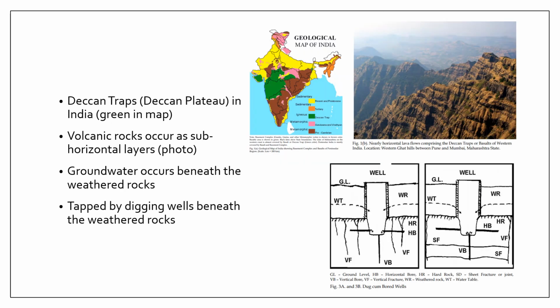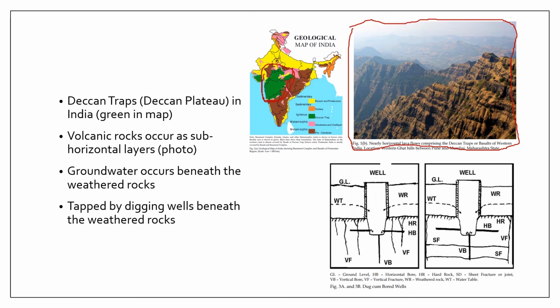Another example here is in India. All right, if you're familiar with the Deccan Traps, which is located in the Deccan Plateau of India. So this is the Deccan Traps in India. It's a huge formation, and this was responsible for one of the major geologic events in our geologic history, right? You can see in this photo that your volcanic rocks are mostly subhorizontal or nearly horizontal.